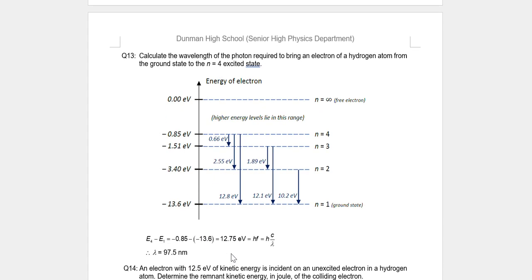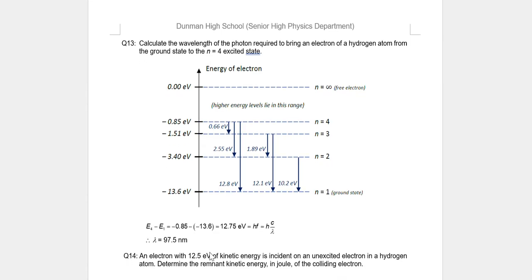I'll equate 12.8 eV to... why is this 0.75? Sorry, I don't think there's any issue. Oh yeah, it's correct. So 12.75 eV, right? You just take final minus initial: minus 0.85 minus minus 13.6, so it's 12.75 eV. This is the energy difference between here and here. I think this is a rounded value: 12.8, but if you subtract, it's 12.75. And this must be equal to hc over lambda, which means lambda is this value over here, right?